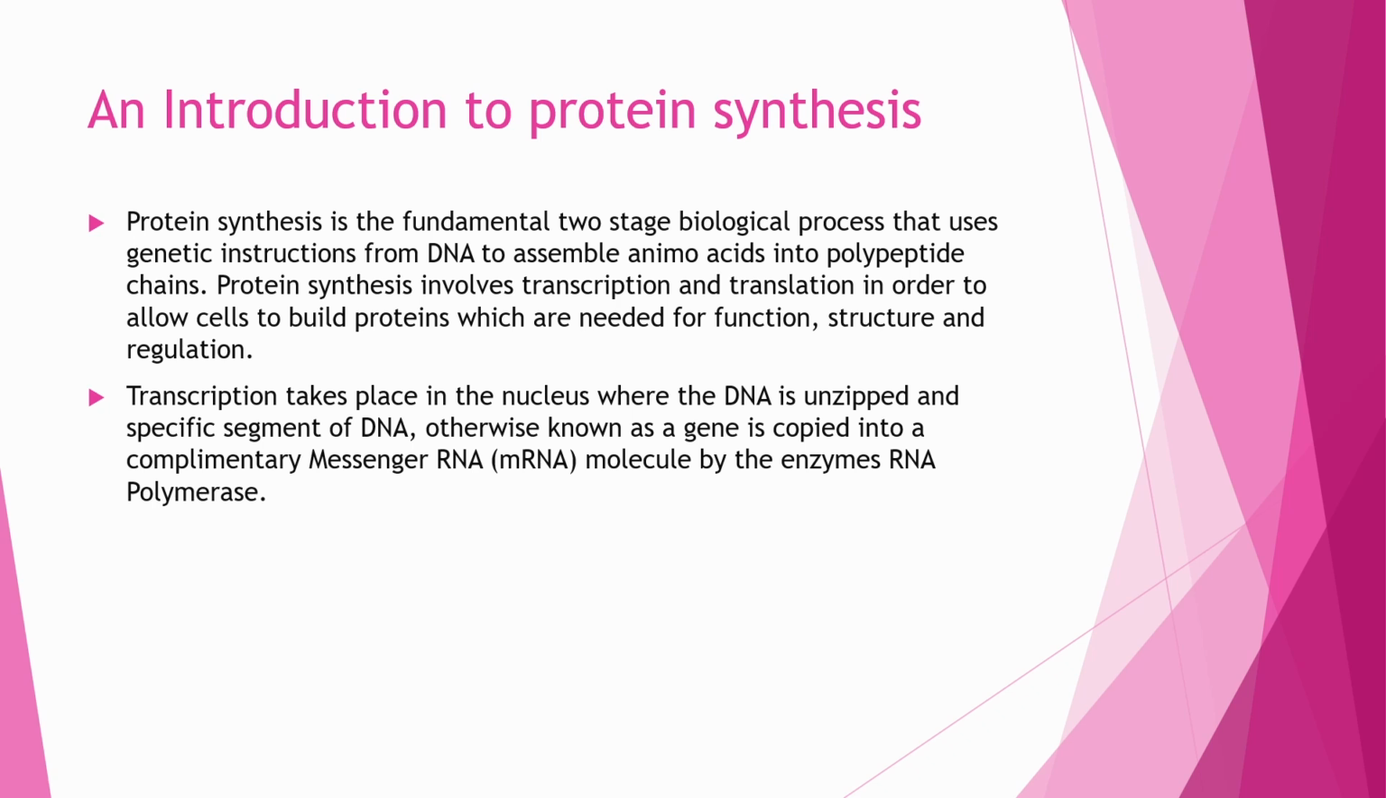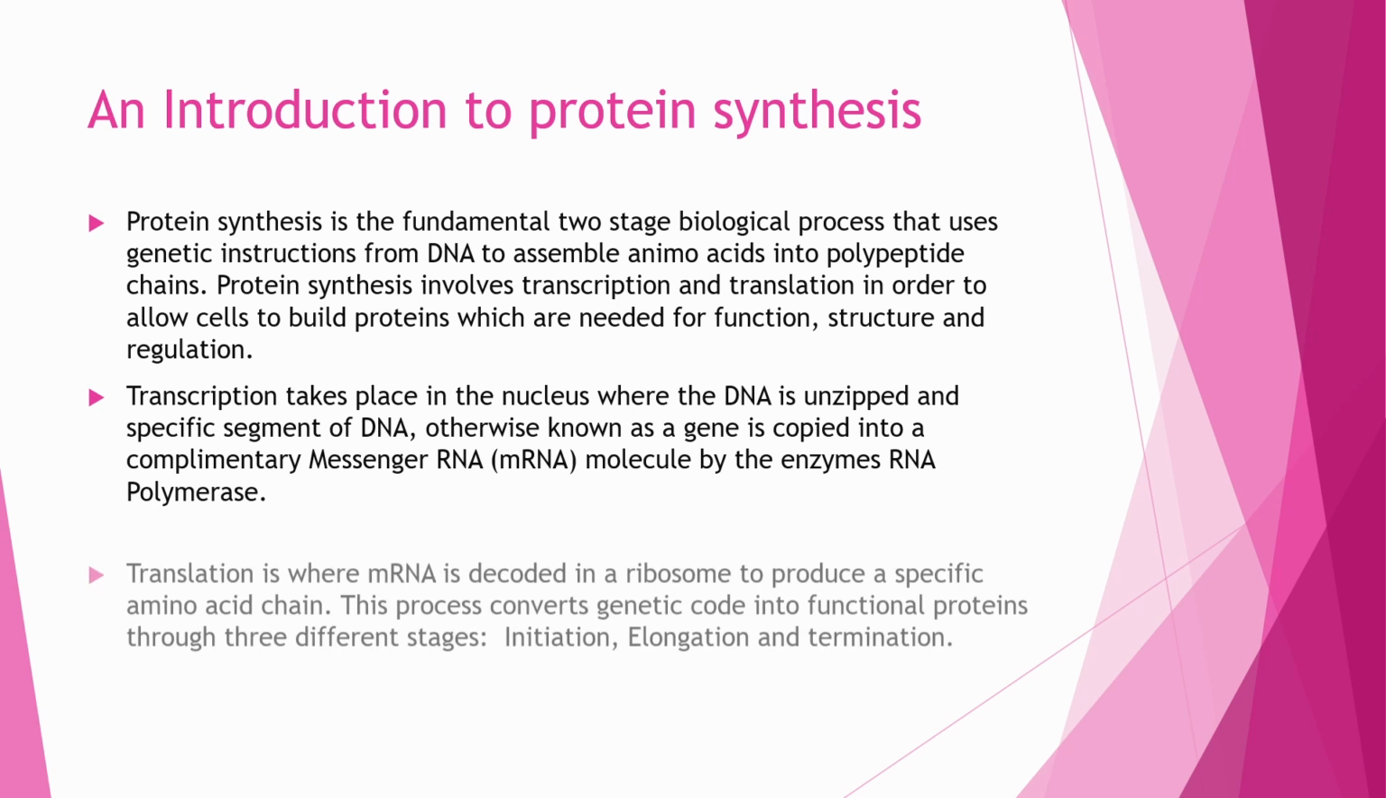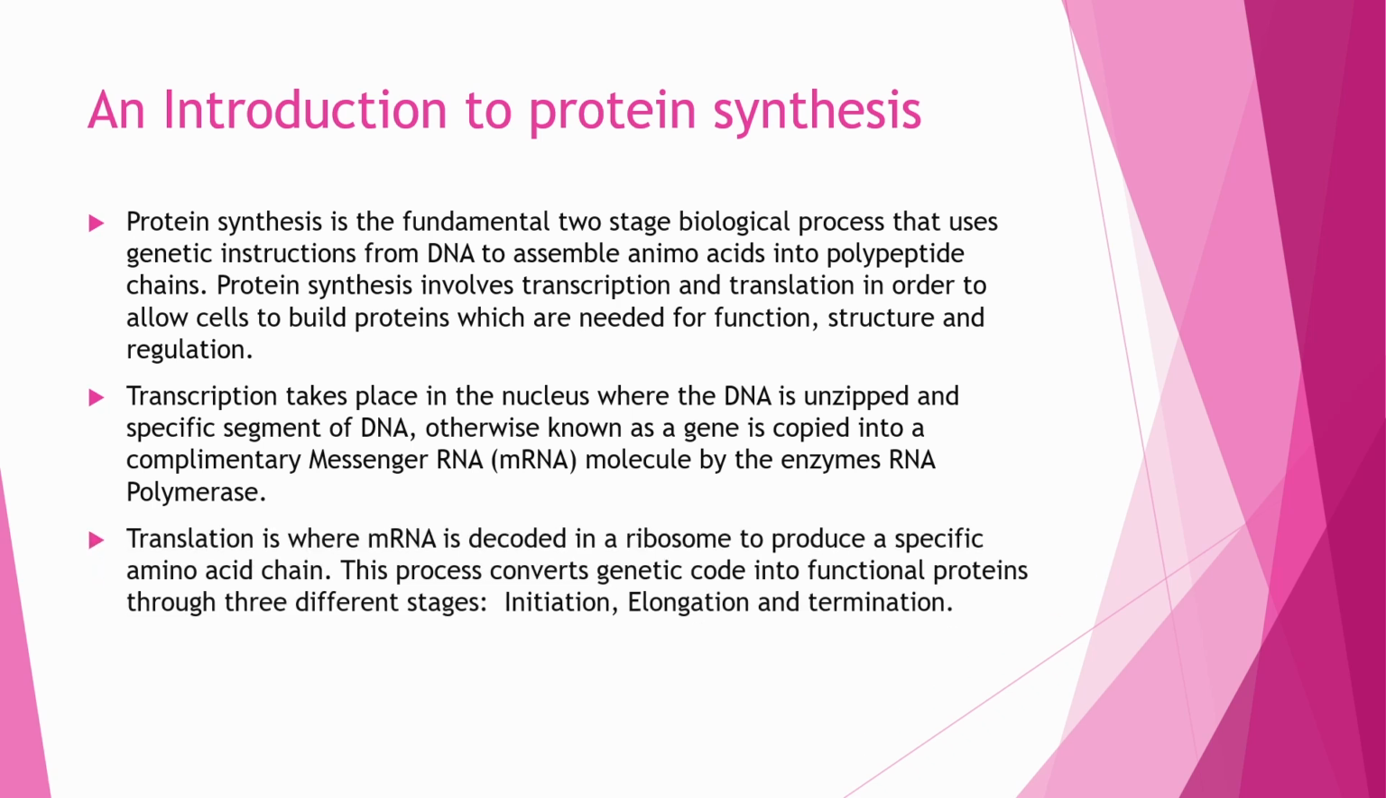Transcription takes place in the nucleus, where the DNA is unzipped and a specific segment of DNA, otherwise known as a gene, is copied into a complementary messenger RNA, otherwise known as mRNA, molecule by the enzyme RNA polymerase. Translation is where mRNA is decoded in a ribosome to produce a specific amino acid chain. This process converts genetic code into functional proteins through three different stages: initiation, elongation, and termination.